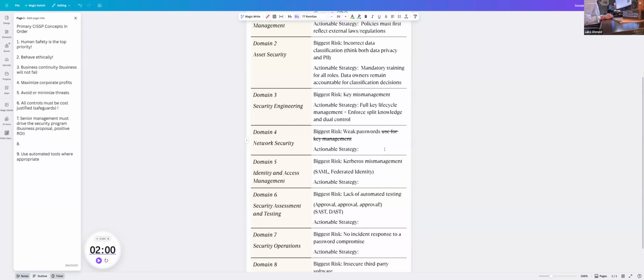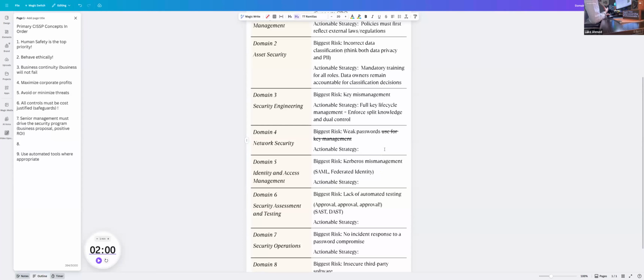Actionable strategies for domain 4. What do we have? Weak passwords. I mean, what is the very first thing? We might all know this because we're security professionals, but we're a very small group. Well, there's IT professionals, and then there's us. Everybody on this call, we're all security professionals. And it may look like the world is full of security professionals, but I promise you there's not. We're a very small, special group.